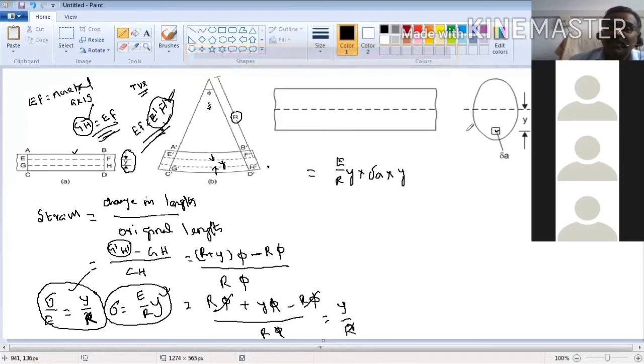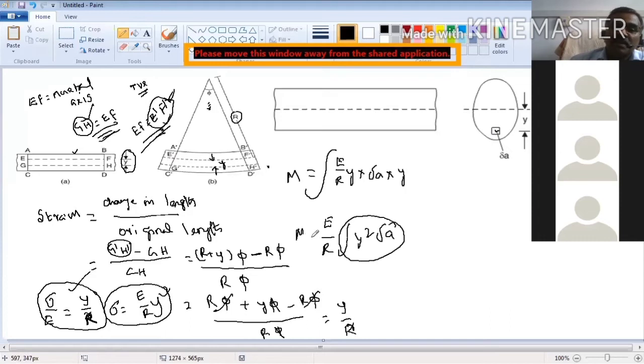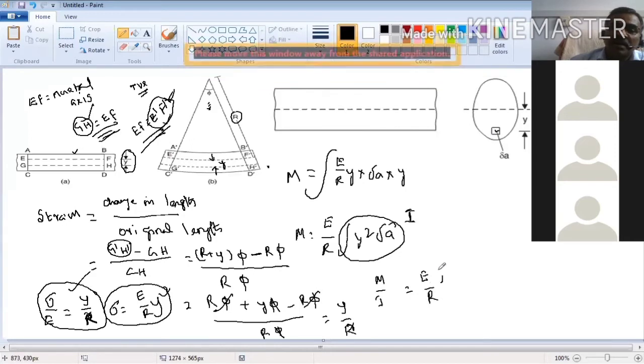I want to calculate it throughout the length. So what you have to do? I have to integrate it. Now you take E and R outside. Now y square into delta A. What is y square into delta A? This is M, the bending moment. What is the integral of y square into delta A? This is equal to I. You must have studied in engineering mechanics. So now M by I is equal to E by R. This is one relation.